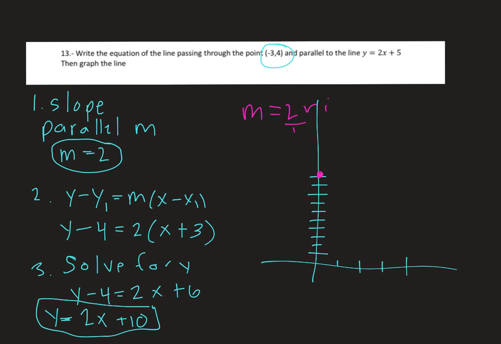That means we will rise 2, run 1. Okay, so we are going to rise 2, run 1. And if you want to do that again, you would rise 2, run 1. Then you only need 2 points to make a line, but if you want a couple more just to make it more accurate, that's fine. There is graphing the equation of our line.